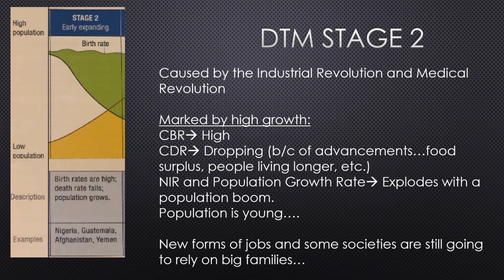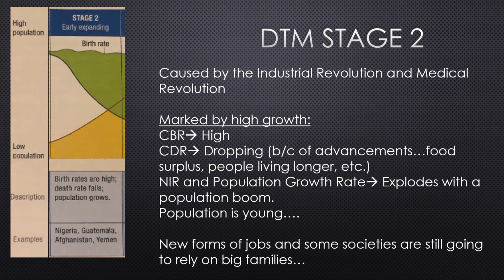This stage is marked by high growth. Crude birth rate is still relatively high, but the crude death rate is dropping significantly because of advancements in technology and medicine. There's a food surplus now. People are living longer, or beginning to live longer.